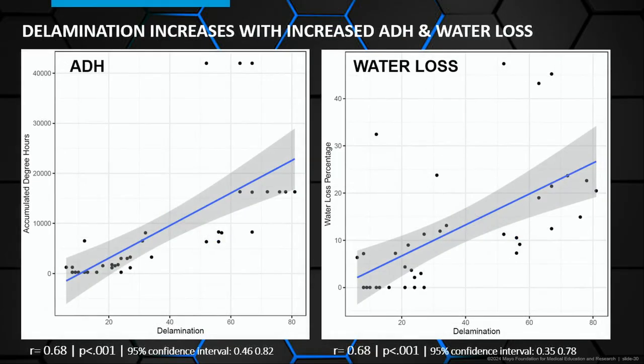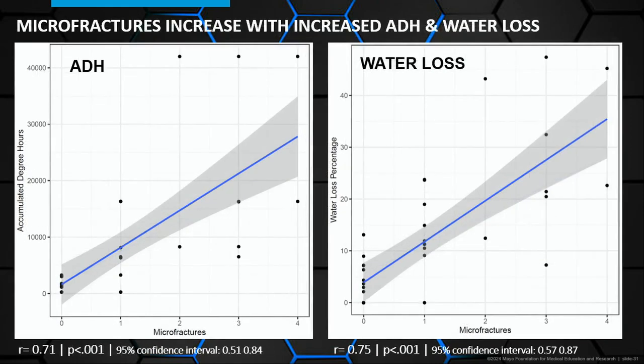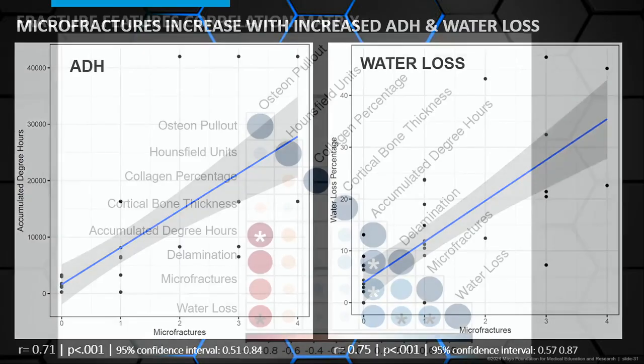And delamination: as postmortem interval increases, water loss increases, we see an increase in delamination. So that's a signature of bone that's becoming more brittle. And microfractures, as a variable, interestingly, I think it's our weakest predictor, but there still is a correlation, and you're going to tend to see more microfractures as the postmortem interval is increasing.